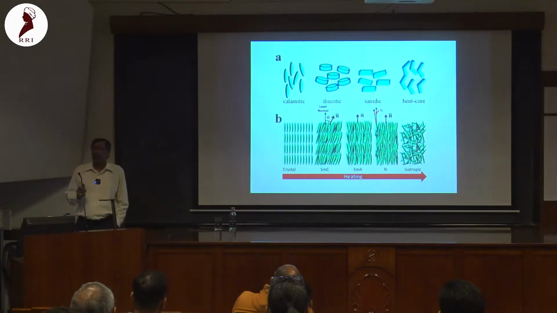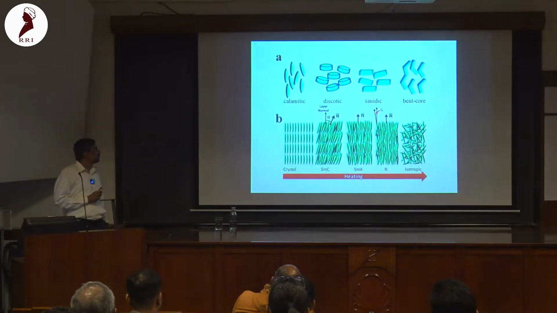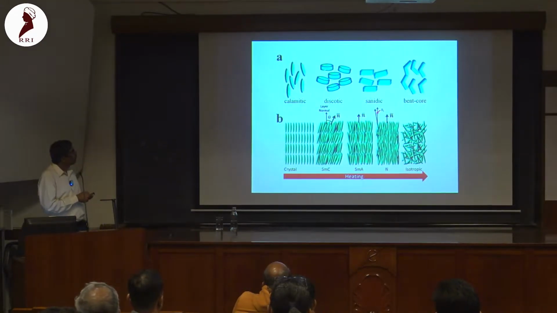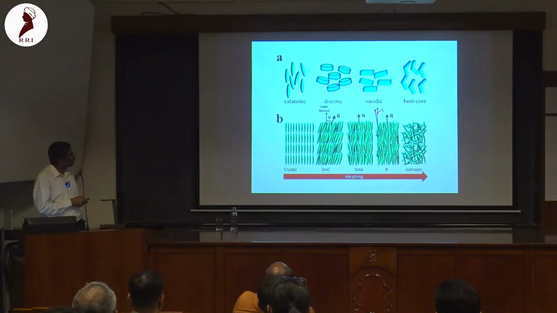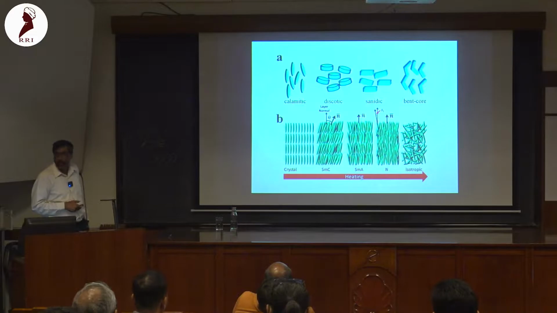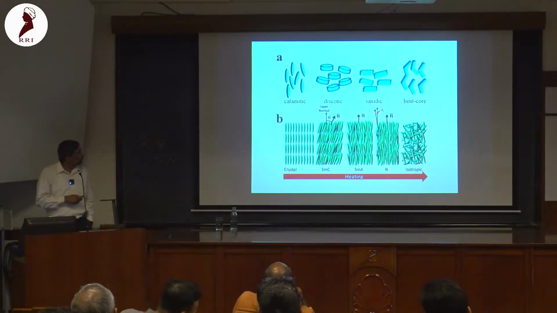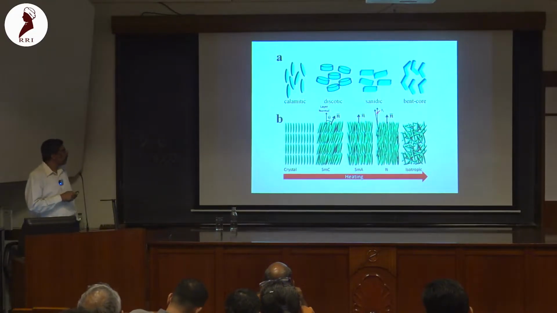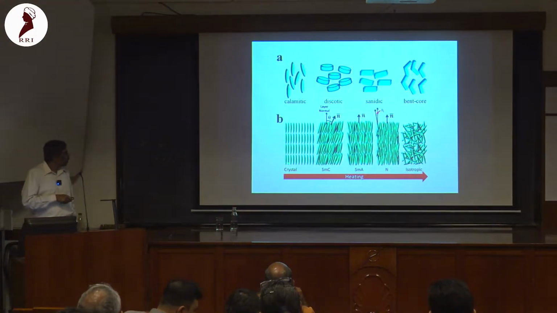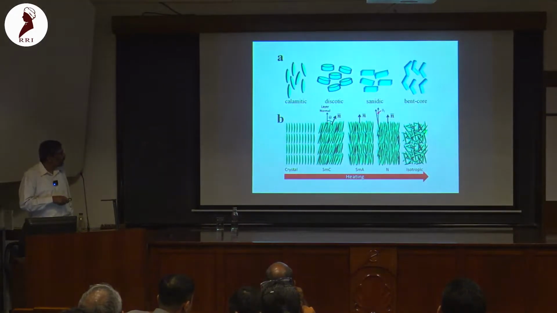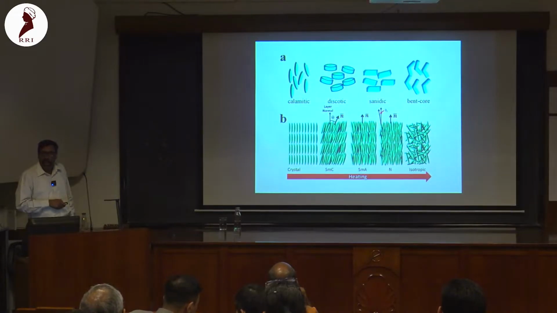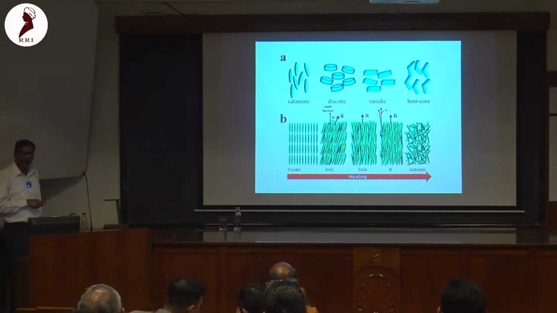If you take some anisotropic molecules, like let's say this is a rod-like molecule, this is a disc-like molecule, this is a plate-like molecule, and this is another rod-like molecule, but somewhat bent. If you are able to generate these kinds of molecules and simply heat them, then between their isotropic liquid state and the crystal state they show many other states. And these states are known as liquid crystalline states.